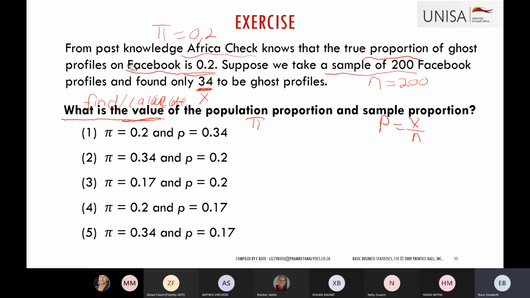Going into my statement, there's my population proportion given to me. So my population proportion is 0.2. I was able to find it. What is the value of the population proportion? 0.2. Sample proportion: go and read the question. They give me a sample size and they give me the x. I'm going to use a formula, because if I have my x of 34 and I have my sample size of 200, then I can calculate my p.